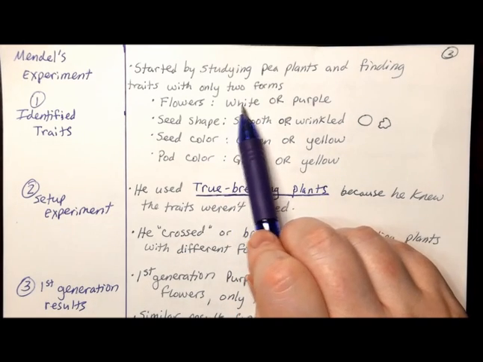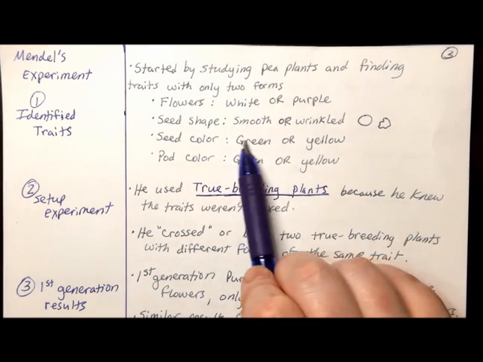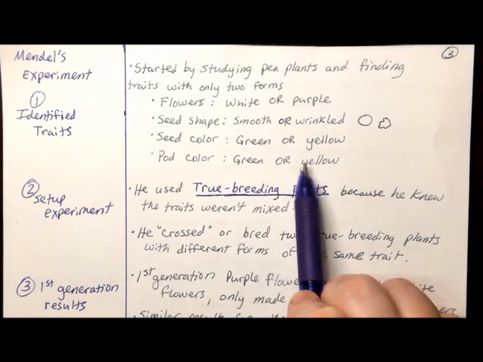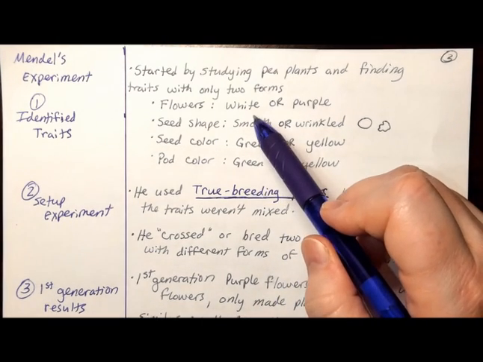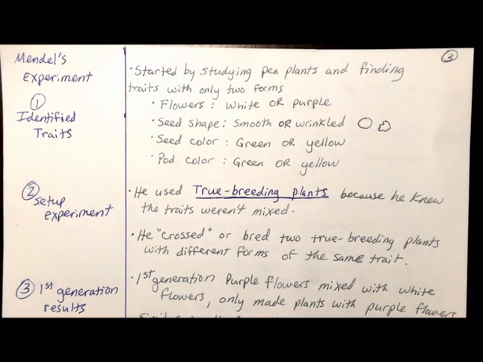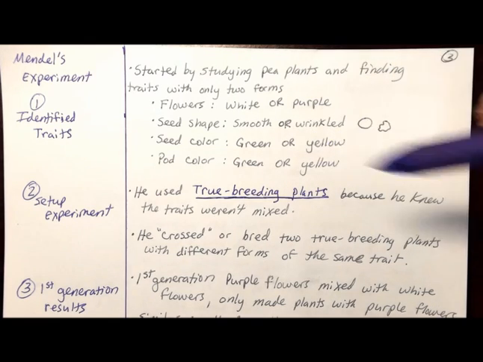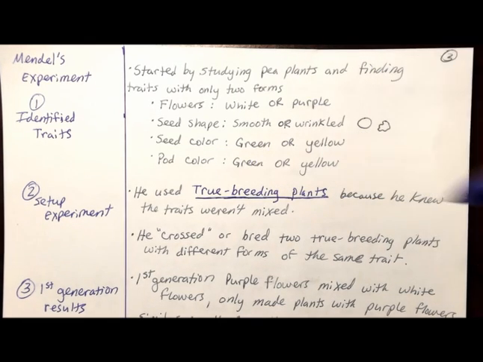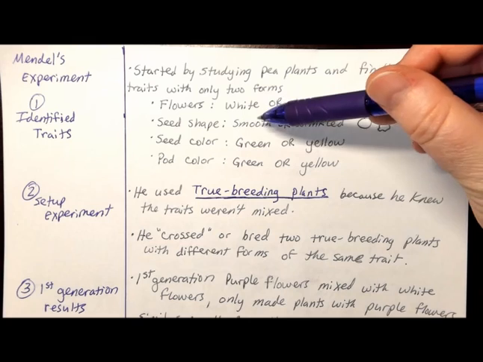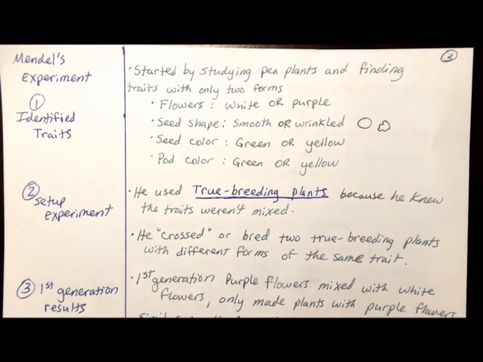So he had an either-or, single choice. You get this or you get that. He didn't bother with blue flowers or pink flowers or yellow flowers or any other colors. He just found pea plants that had only purple or only white, only green or only yellow seeds, only green or yellow pods, only smooth seeds or wrinkled seeds. No in-betweens, only the extremes.